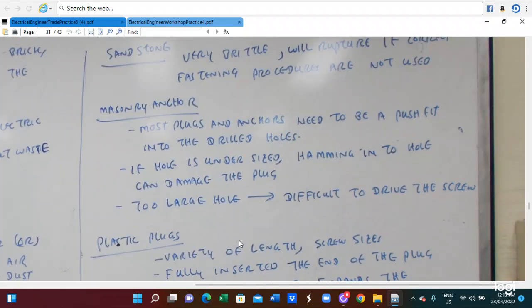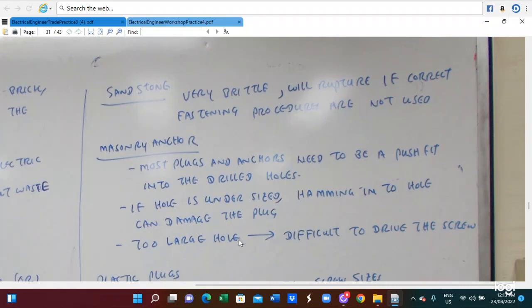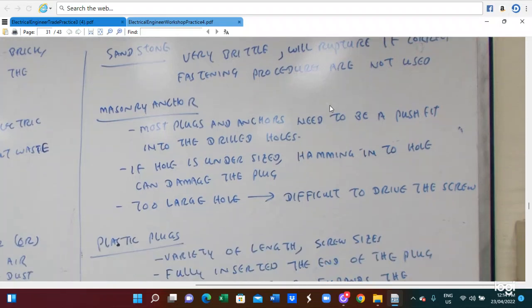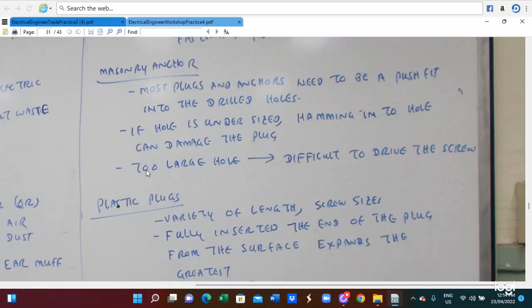So this is for sandstone. Sandstones are very brittle. They can rupture, the fastening becomes fragile and is not utilized. So when you are drilling sandstone, it is very brittle, so be careful. For masonry anchors, the plugs need to be pushed into the drill holes. If the hole is undersized, hammering into the hole can damage the block. If the hole is too large, it is difficult to drive the screw.